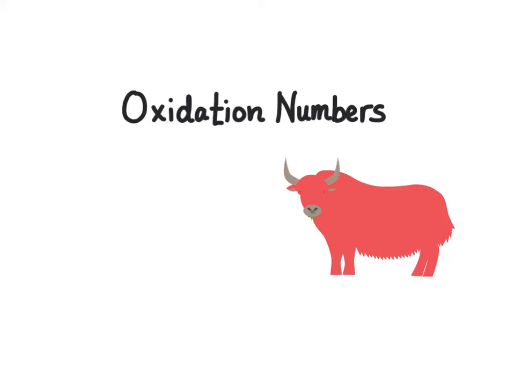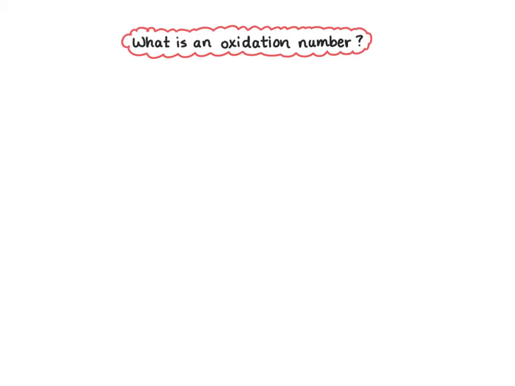In this video, we're going to talk about what an oxidation number is. An oxidation number is kind of a bookkeeping system that allows chemists to monitor which atoms lose and gain electrons in a reaction. To understand what an oxidation number is, we're going to look at the molecule water.